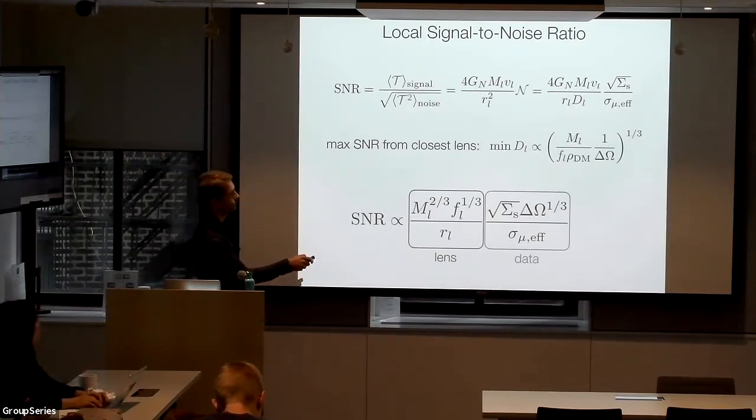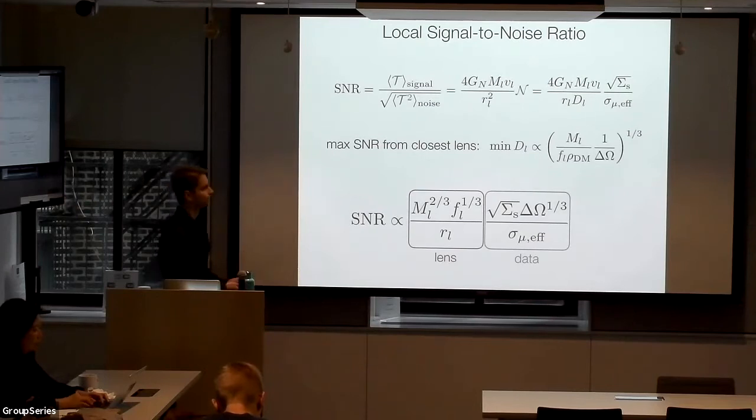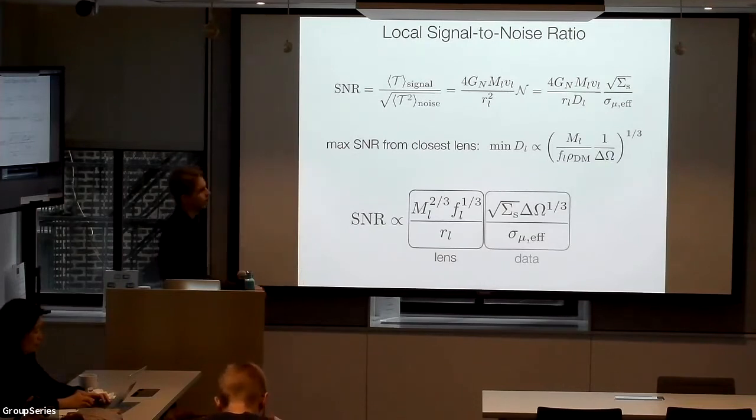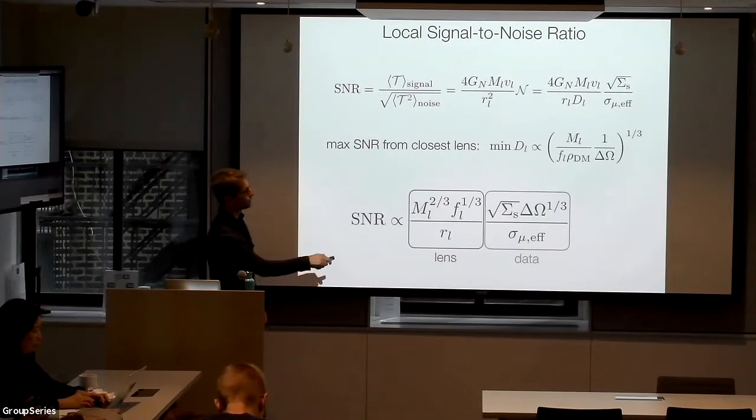And you'll see that the local signal to noise ratio is dominated by the closest lens. So if the lens were closer, we get a bigger signal to noise ratio. So among the whole Magellanic Clouds, the signal to noise ratio would be maximized by the lens that is closest to us. And that depends on the lens mass and the fractional abundance in this ratio. So that's typically the expected minimum line of sight distance for the closest lens. And the signal to noise ratio depends on the properties of your data sample just via this simple ratio.